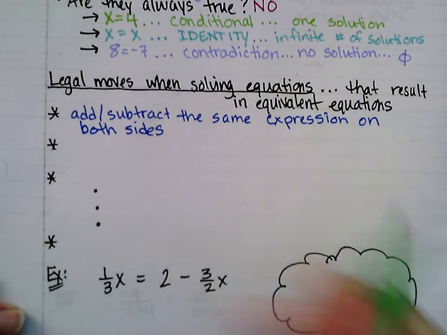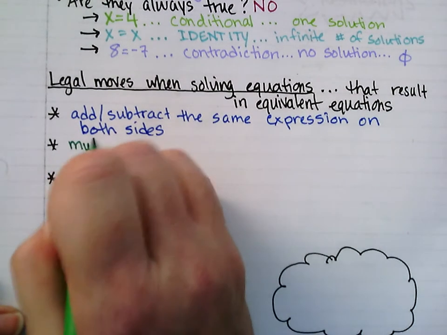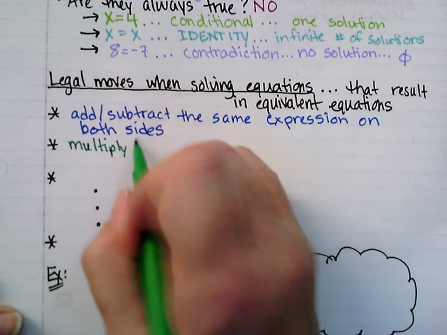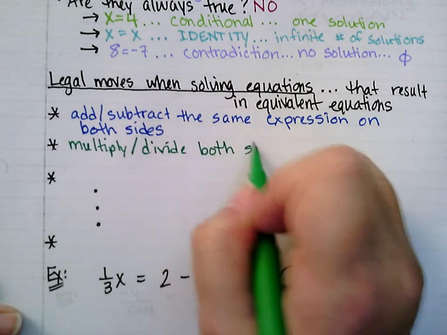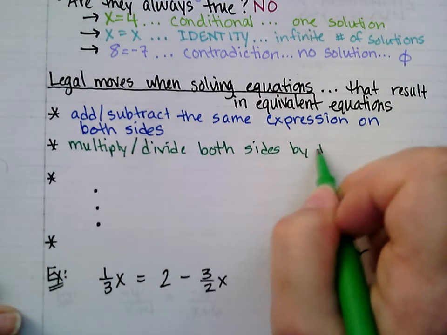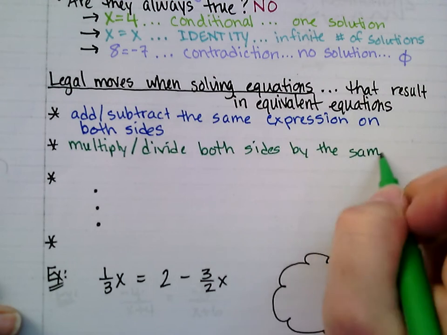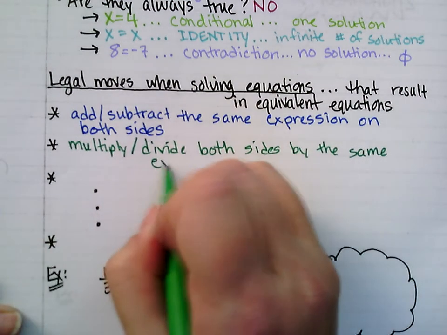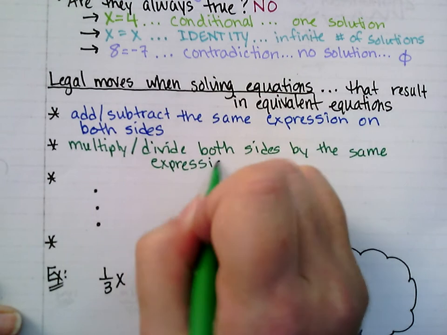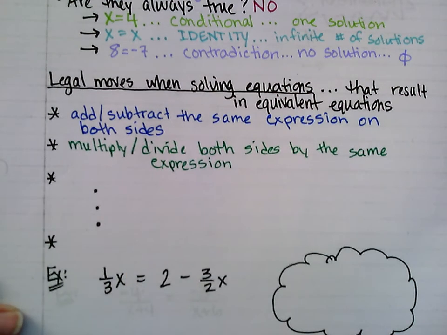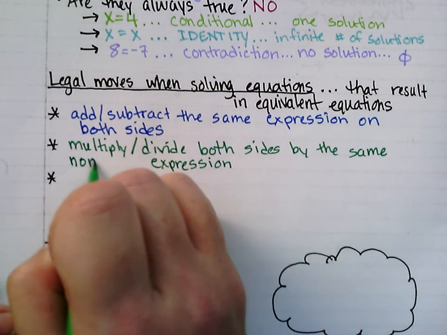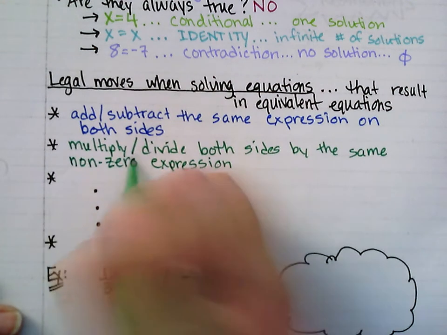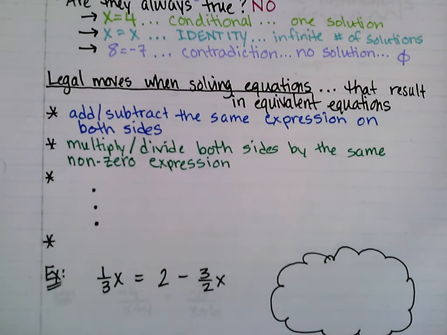However, we have to be careful to avoid one thing. So we can multiply or divide both sides by the same, I'm going to leave a blank here, by the same expression. But we have to avoid multiplying and dividing both sides by 0 because that causes us problems, as we'll see throughout this course. So I'm going to say multiply or divide both sides by the same non-zero expression.